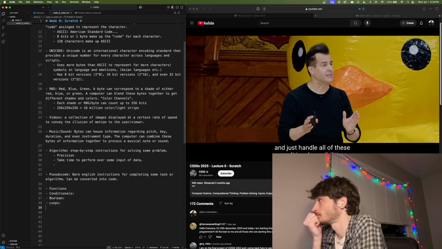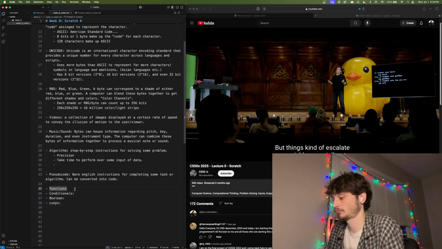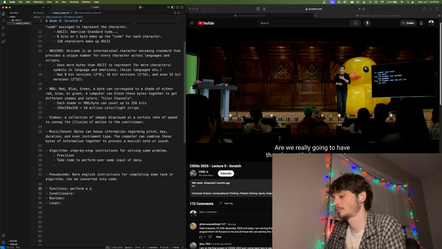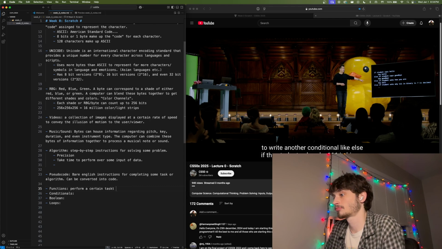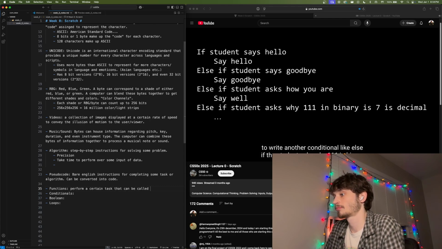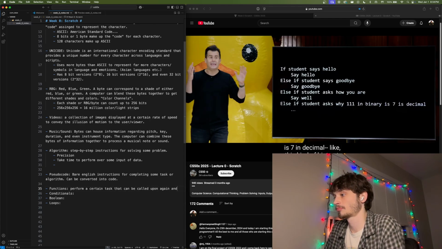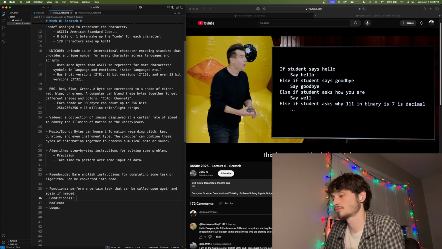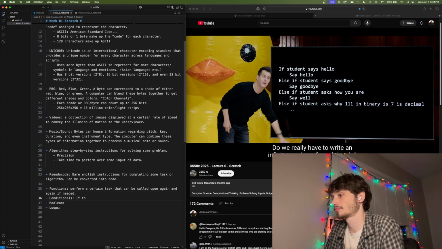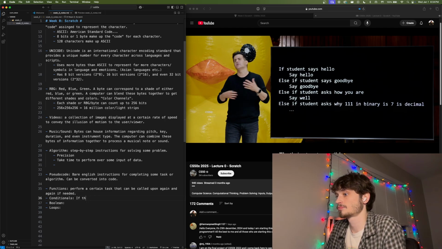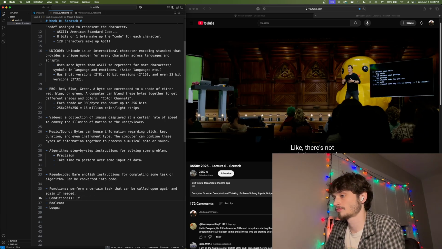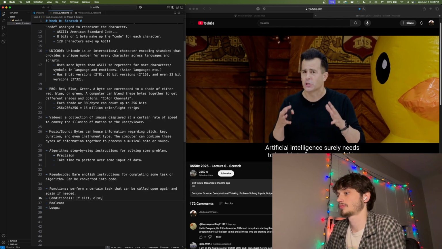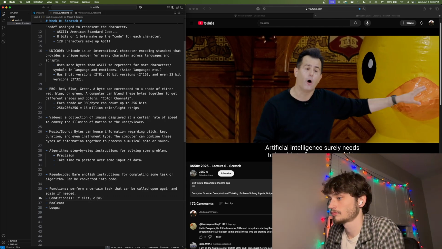conditional possibilities. But things kind of escalate quickly, especially with the tools of today like ChatGPT. Are we really going to have the wherewithal as programmers to write another conditional like else if the student asks why 111 in binary is 7 in decimal? Like, this kind of hints at, oh my God, there's an infinite number of things this human could ask the chatbot. Do we really have to write an infinite number of conditionals? That's just not possible. There's not enough time in the day, there's not enough lines of code available. Artificial intelligence surely needs to be able to figure some of this out instead.